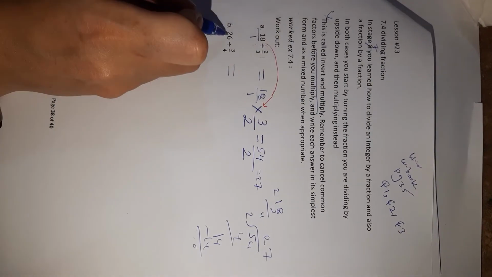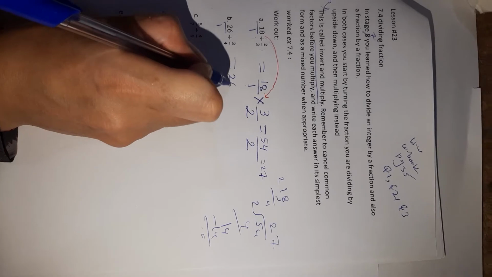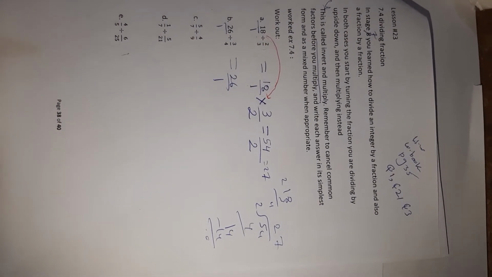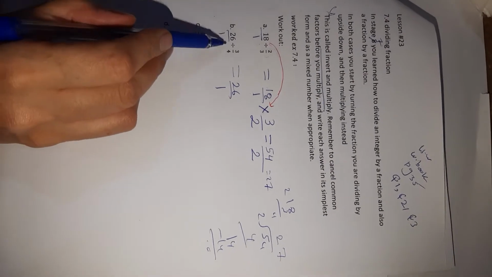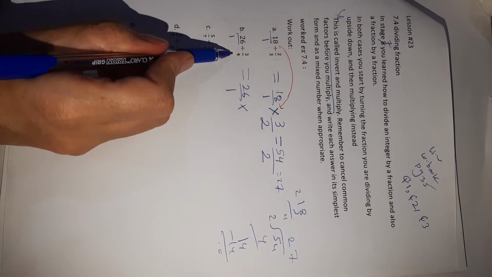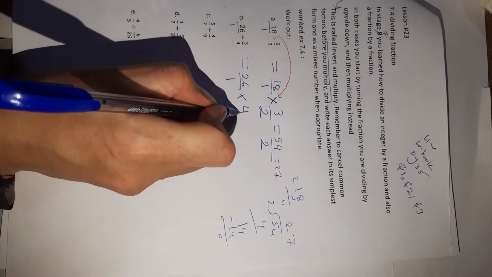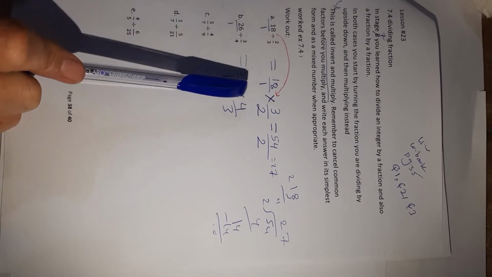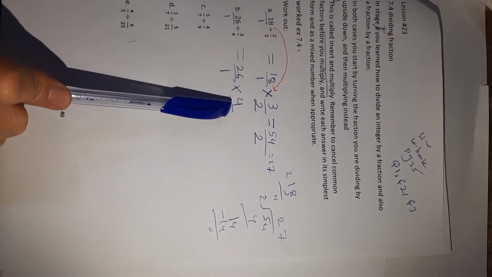Again, 26 over 1, rewrite it 26 over 1. Just don't change anything for the first fraction. Convert from the division sign to the multiplication sign. 3 over 4 becomes 4 over 3. Division to multiplication, then upside down, then multiply.